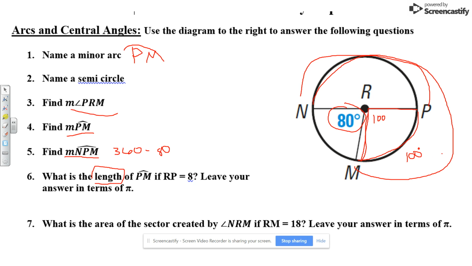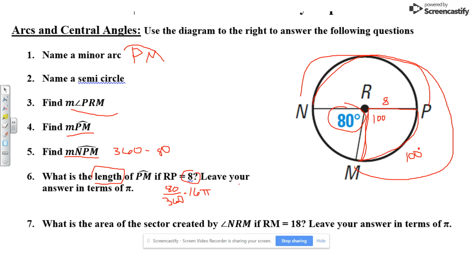Length of arc PM. The length of the arc, this is where you use your little formula, but it's just what fraction out of 360. So arc PM is 80/360ths of a circle. So 80 out of 360, and since it's length, we take it times the circumference. If RP is 8, RP is the radius, that means the circumference is 16 pi. So you can do that on your calculator.